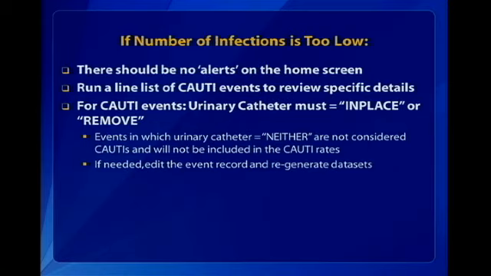If you run this output and you notice that the number of infections is too low, the first thing you want to check is if there are any alerts on the home screen, because a lot of times that will solve the problem. If not, you can run a line list of county events to review the specific details for each event. And for county events, remember that the urinary catheter variable must be equal to in place or removed. And if there are events in which the urinary catheter equals neither, those are not considered counties and will not be included in the county rates. So if needed, you can edit the event record and regenerate data sets.